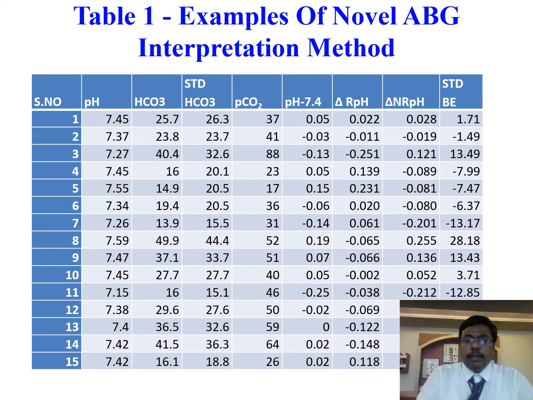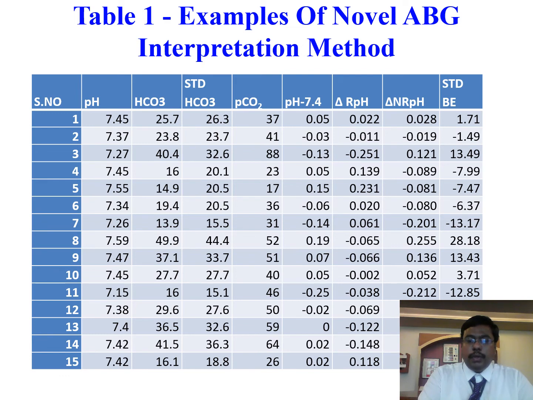Here delta RPH is minus 0.251. Delta NRPH is 0.121. So delta RPH is correlated with delta pH. So the acidic pH is due to the respiratory component. Then why is the delta NRPH changed? Because of compensations. So this concept can be applied for any ABG disorders.